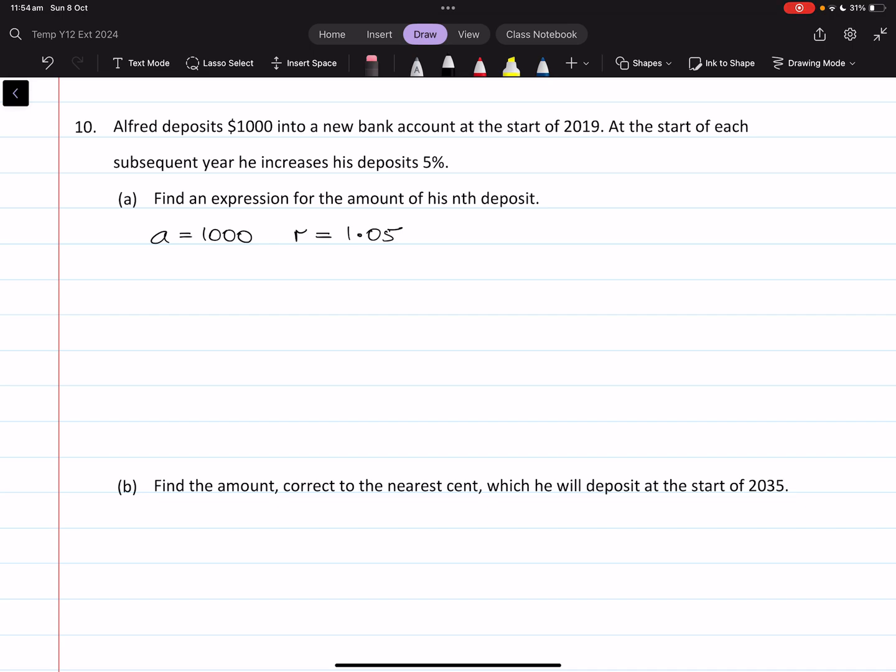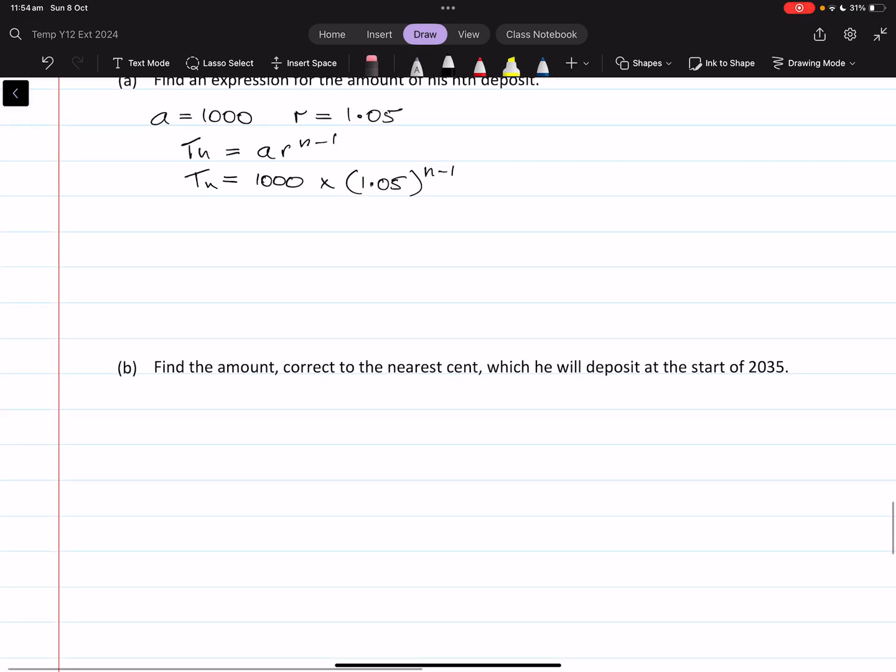So the nth deposit is going to be given by ar to the n minus 1, which is 1,000 times 1.05 to the power of n minus 1. So there is your formula for your nth deposit. Find, correct to the nearest cent, how much you will deposit at the start of 2035.